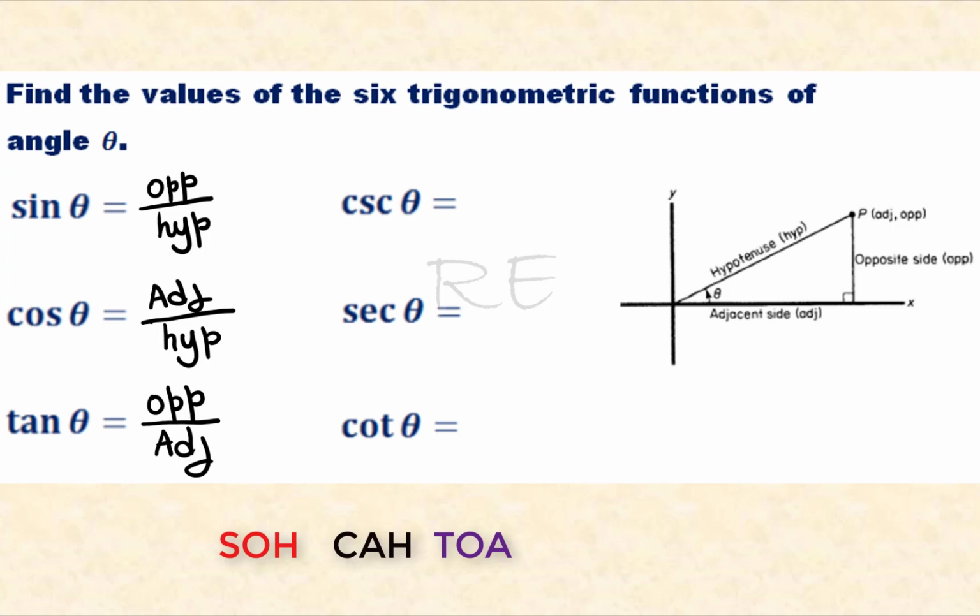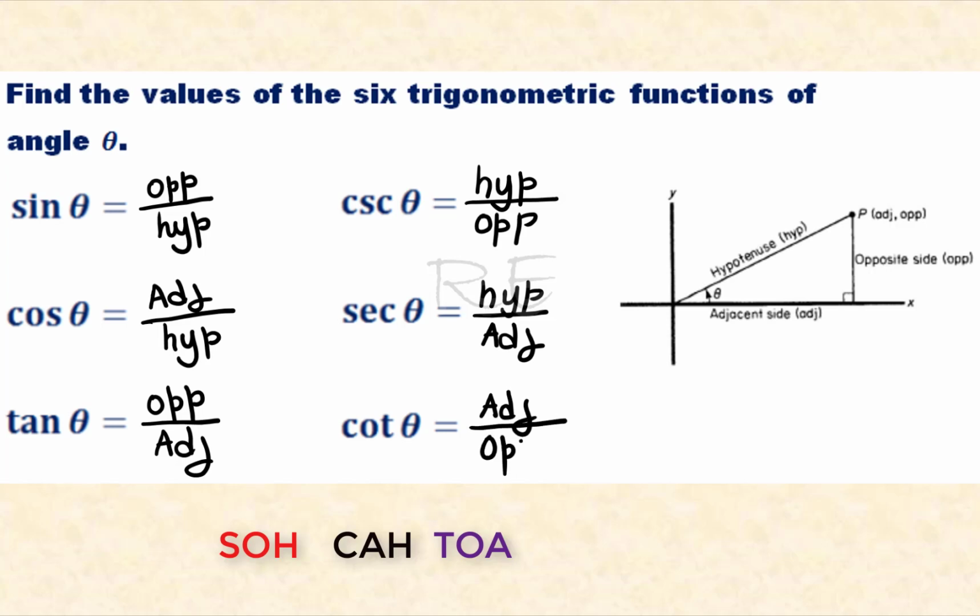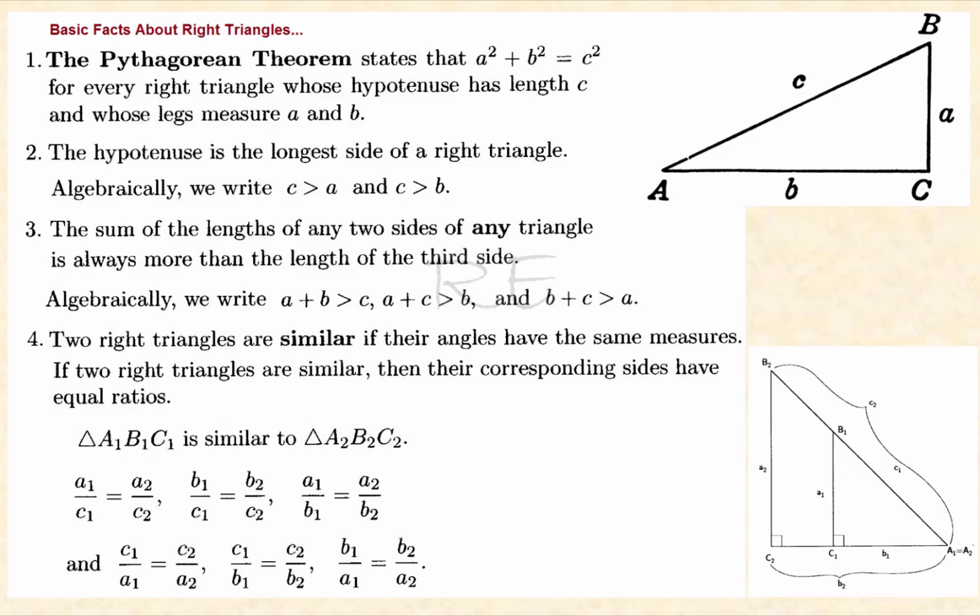Cosecant is the reciprocal of sine, so it's hypotenuse over opposite. Secant is the reciprocal of cosine, so it's the hypotenuse over adjacent. And cotangent is the reciprocal of tangent. It's the adjacent over the opposite. These are the 6 trigonometric functions of angle theta. Now you can just look at these basic facts about right triangles, and we will move on.